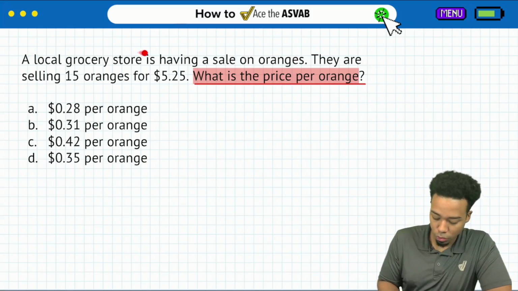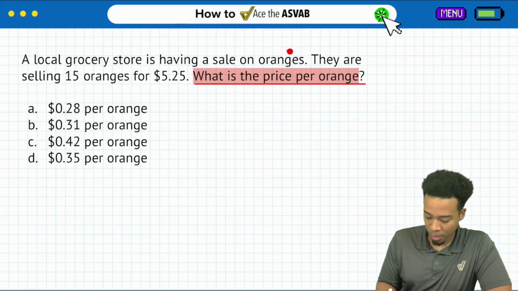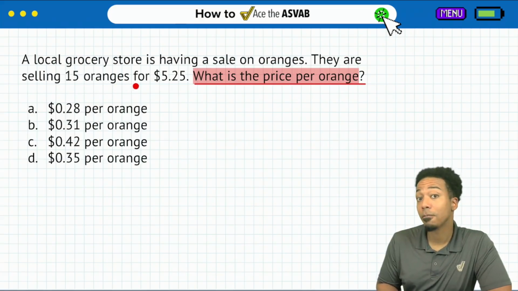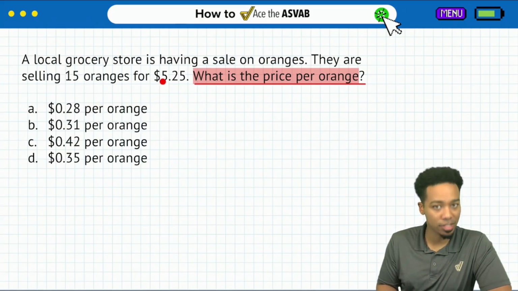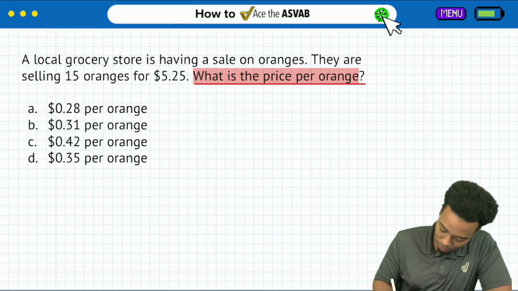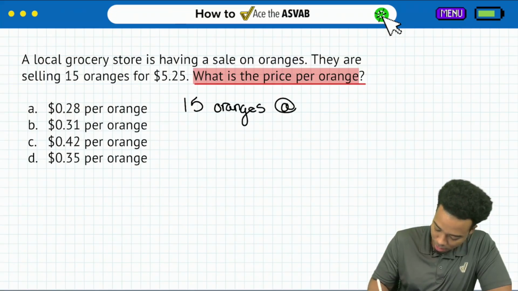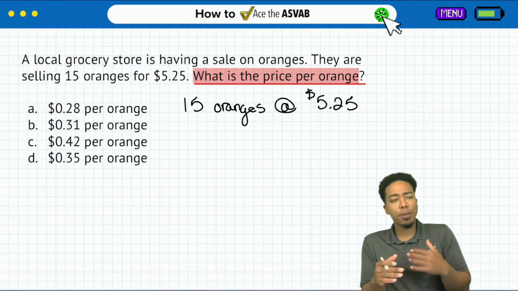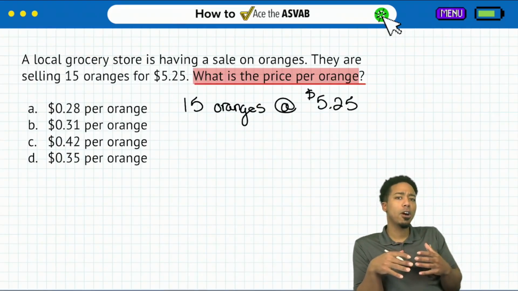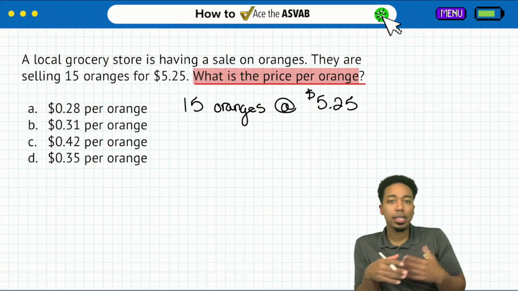A local grocery store is having a sale on oranges. They are selling 15 oranges for $5.25. So let's write that down. We have 15 oranges, and it's priced at $5.25.